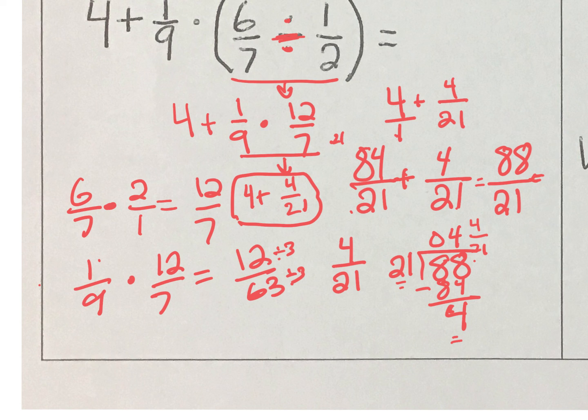So this here in a mixed form is 4 and 4/21. Then I ask myself, can anything go into 4 and 21? Nope, I know they can't. All right.